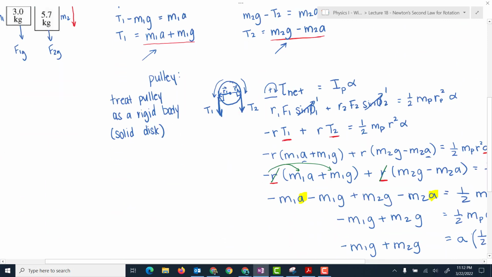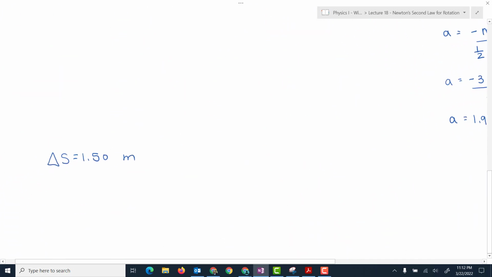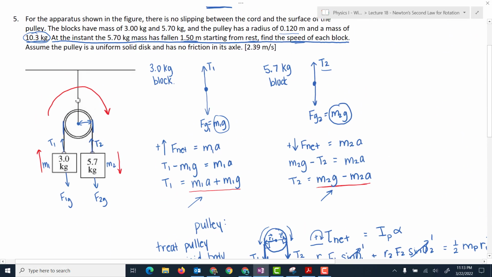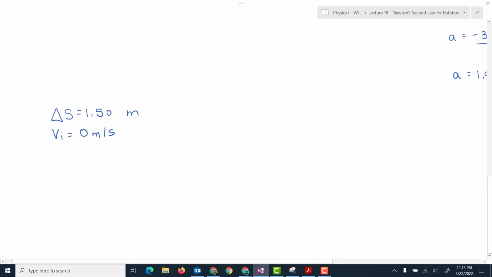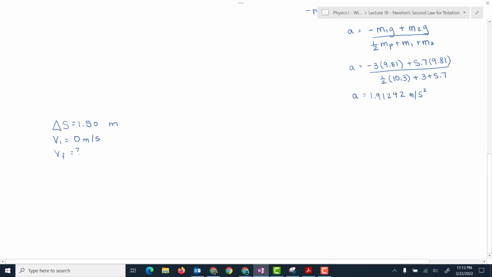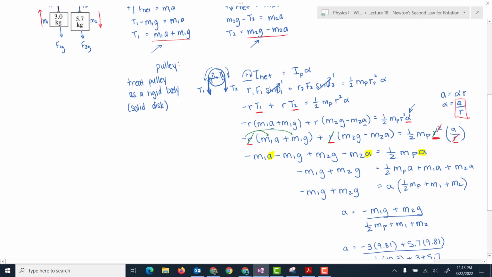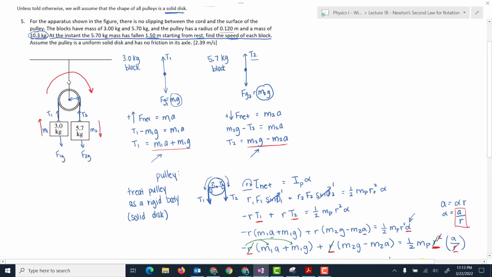Starting from rest. So that means my V initial is 0 meters per second. Find the speed of each block. So we're looking for my V final. And I just found my acceleration, which is 1.91242 meters per second squared. Okay, it's asking for the speed of each block when the 5.7 kilogram mass has fallen 1.5 meters.